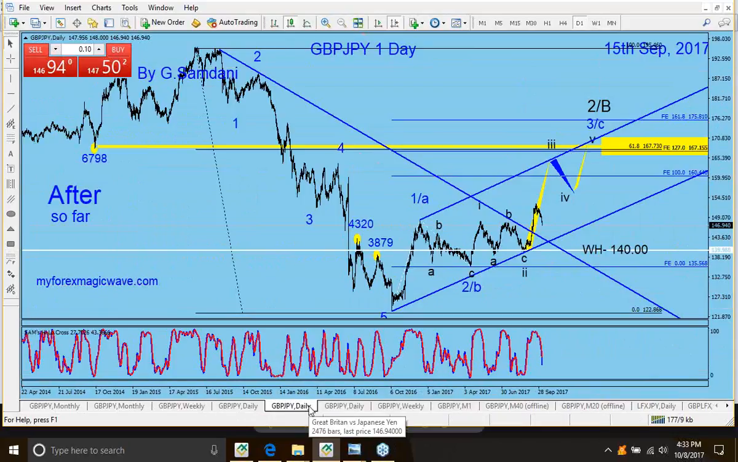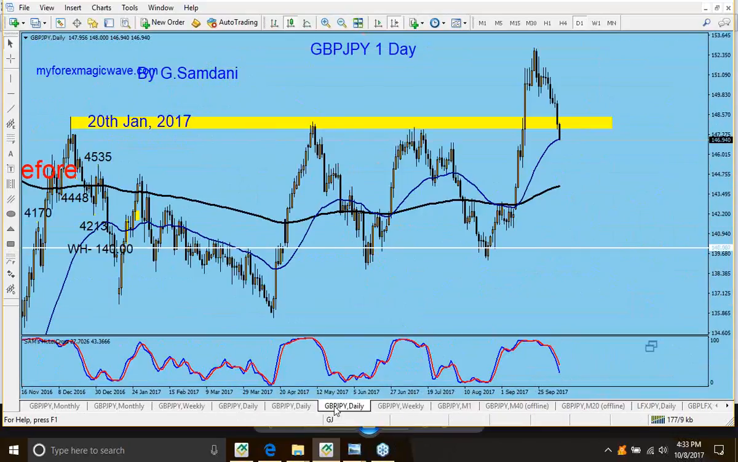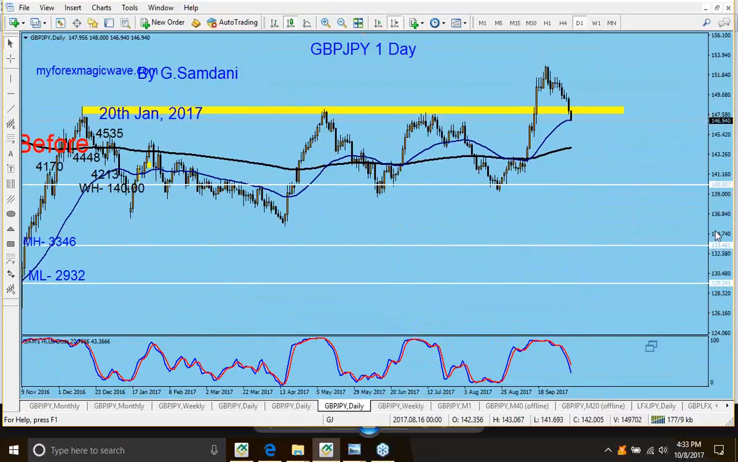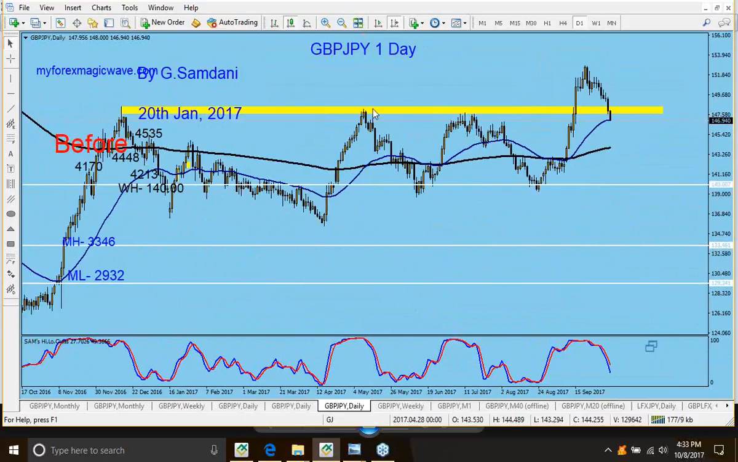But again, on a daily chart, if you look at it, like this one, what we are doing is this high, this high, this high, and this is a small high on a daily. Right here, we are sitting above it.